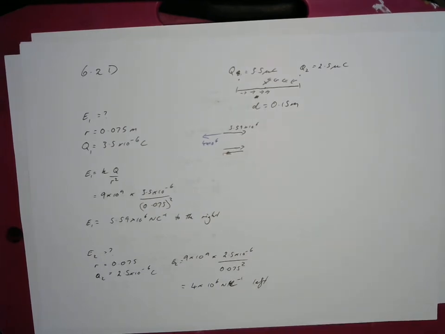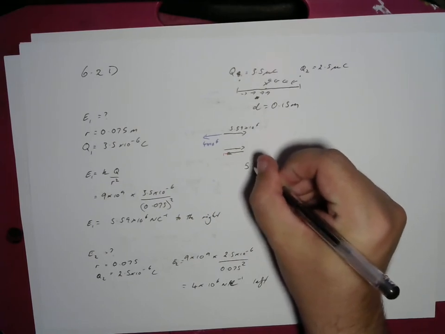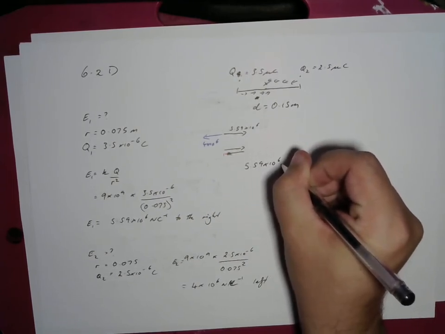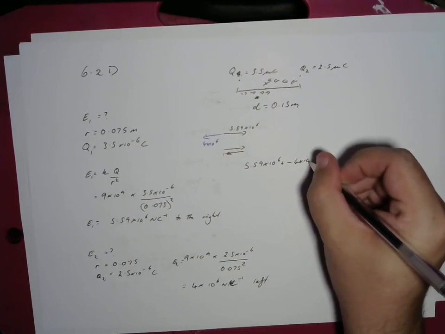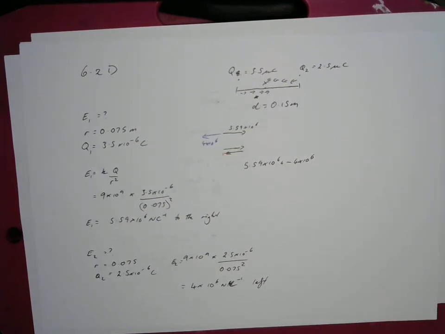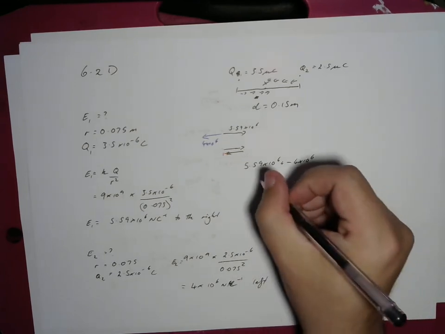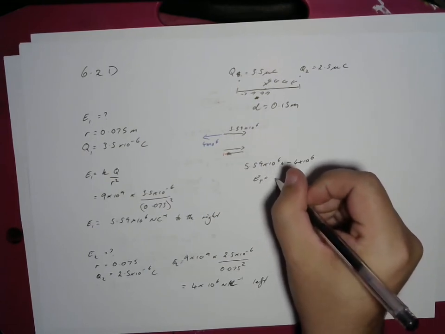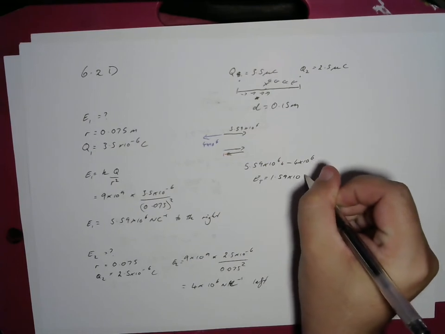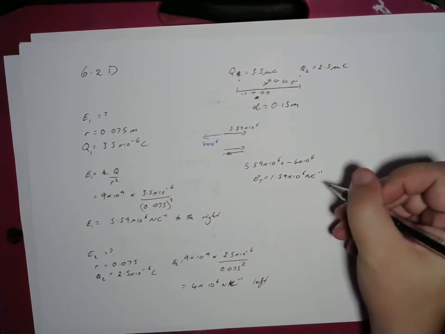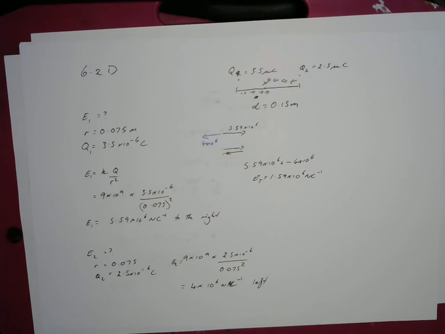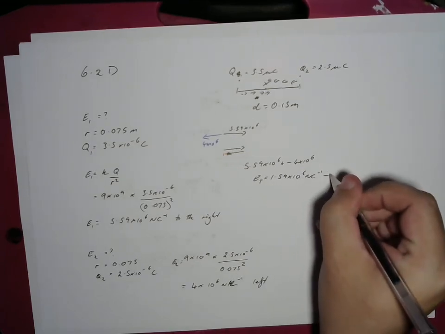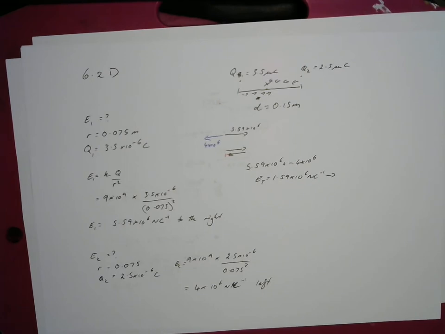Because the field of 2 is going to the left, let's say the one to the left is negative. So 5.59 times 10 to the 6 plus negative 4 times 10 to the 6. Remember, we can use negatives to represent opposite directions. We end up with the total electric field, E total, equals 1.59 times 10 to the power of 6 newtons per coulomb. And it's positive, which means it must be rightward, so I'm just going to draw an arrow to say it's that way.